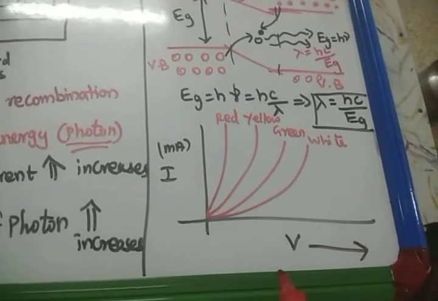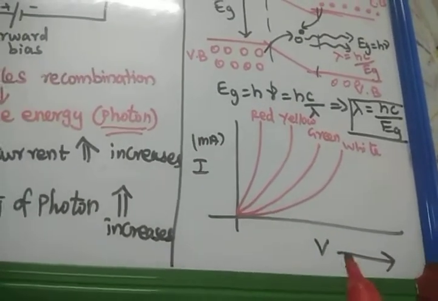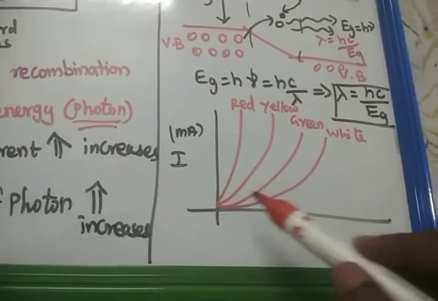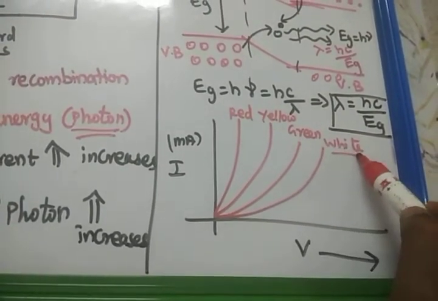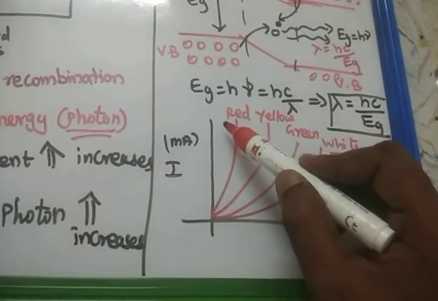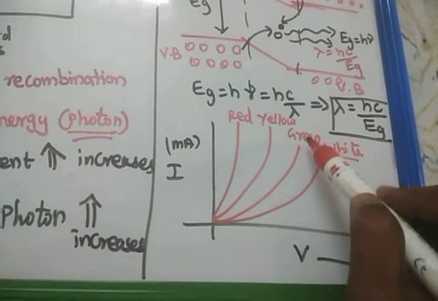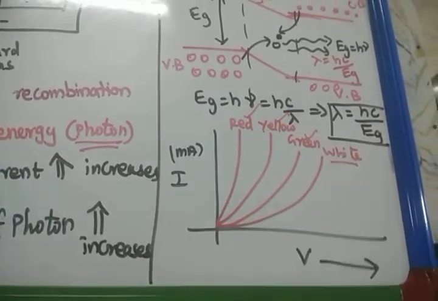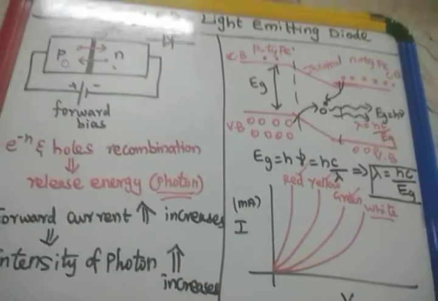So this is the VI characteristics of the PN junction LED diode. Initially what will happen? White color, then it goes on, and a thick dark color we will obtain: green, yellow, red, like this. So this is the VI characteristics of the PN junction diode.